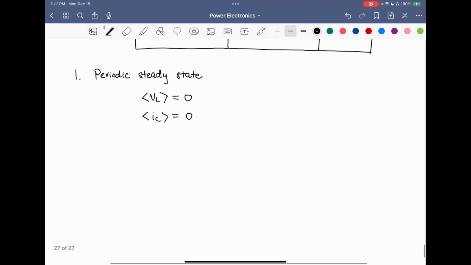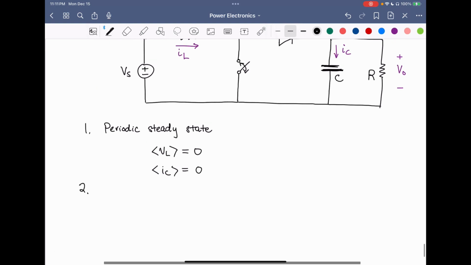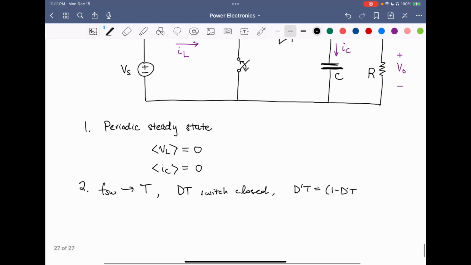So the next assumption is the way that we are operating the switch. We're operating with a certain switching frequency, F, which means that we have a certain period in which we periodically open and close the switch. The switch is going to be closed for the time interval DT, and for the time interval D'T, which is equal to (1 minus D)T, the switch is going to be open.